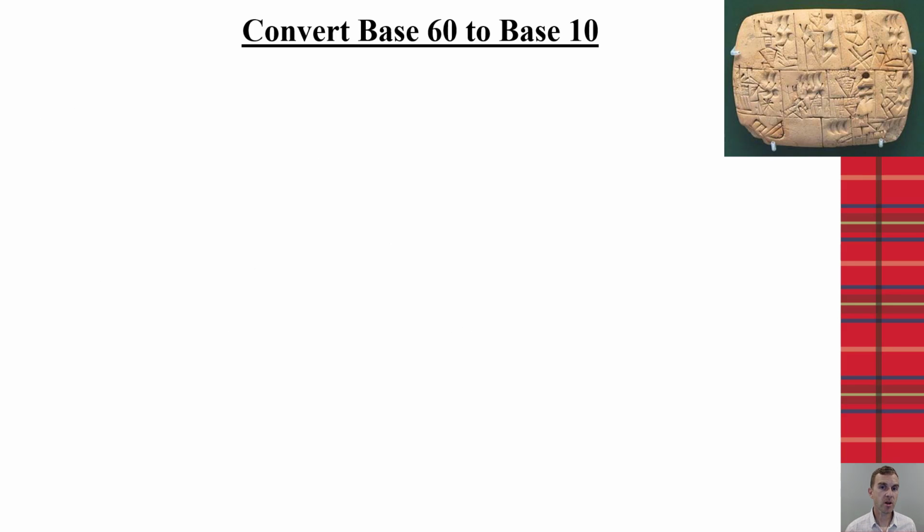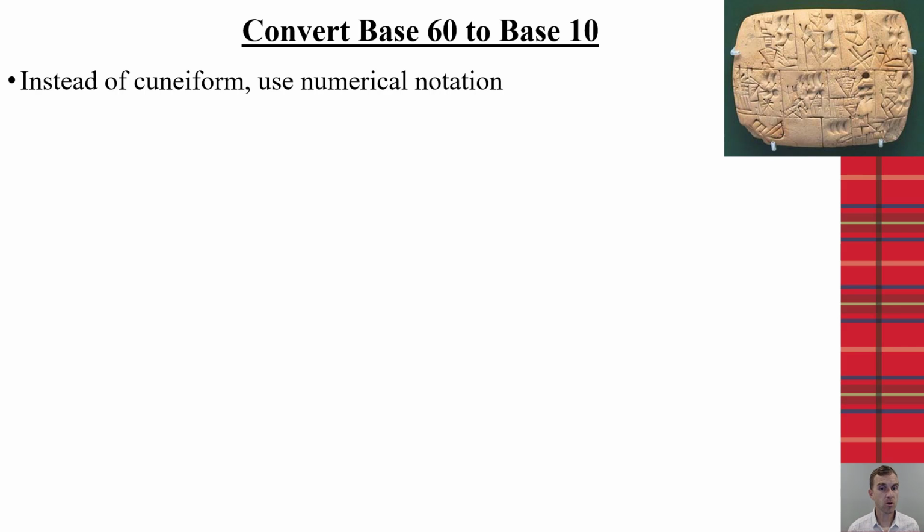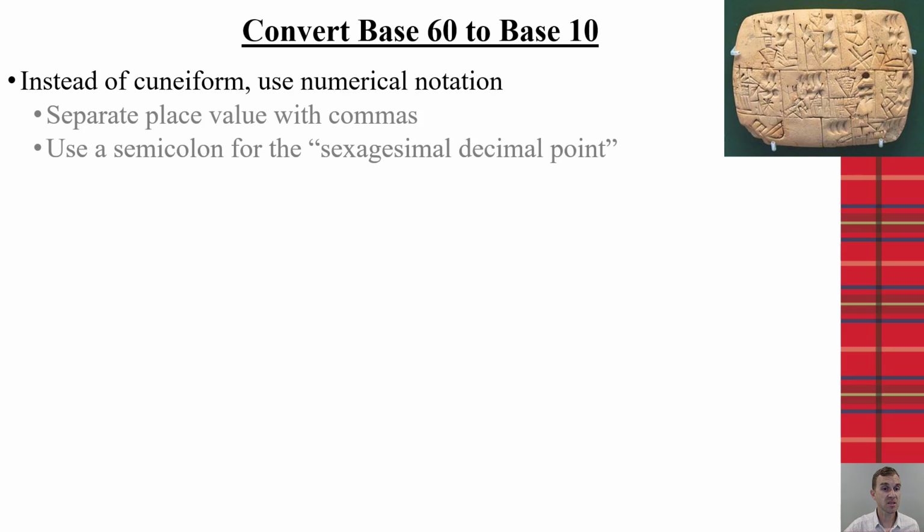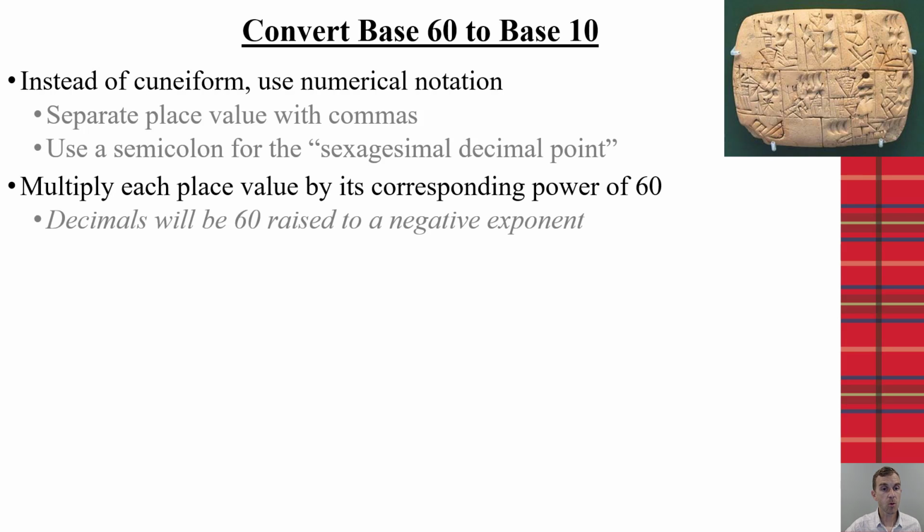So if we want to convert a base 60 number to base 10, the first thing we're going to do is we're going to use some other type of notation so that we don't have to learn how to write cuneiform. Instead, we're going to use our numbers, and we're going to use commas to separate place values and a semicolon to separate our decimal point. We then will multiply each place value by its corresponding power of 60. And just remember that if it's a decimal, it's raised to 60 to some negative exponent.